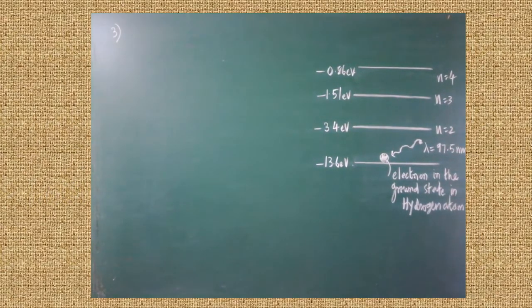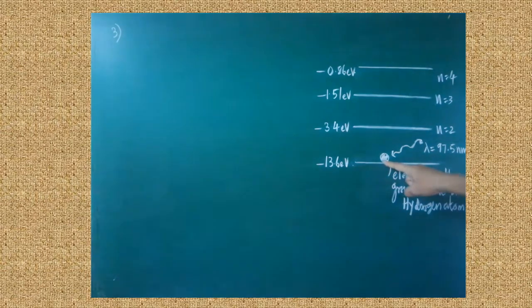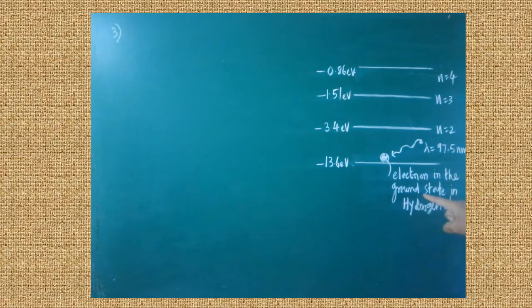Now we are going to solve the third problem in chapter 9. Here we are going to see about the hydrogen atom. In the hydrogen atom, only one electron is revolving in the first orbit. The energy level diagram of the hydrogen atom is drawn here. The electron revolving in the first orbit has its energy level called the ground state.